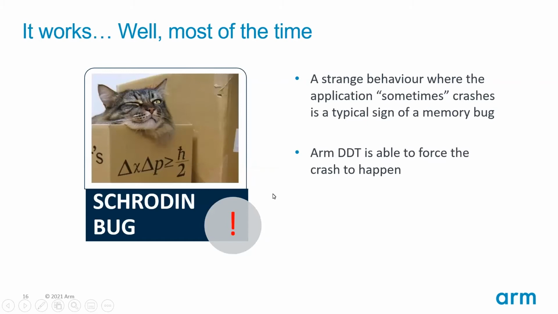Okay, so that was for a straightforward segmentation fault crash. You know there's a problem. DDT is also helpful for when there's code that works sometimes, but not all the time. And if you have a problem like this, more than likely it's some type of memory bug. And what you can do is run it under DDT with our memory debugging libraries, and you can force the crash to happen.